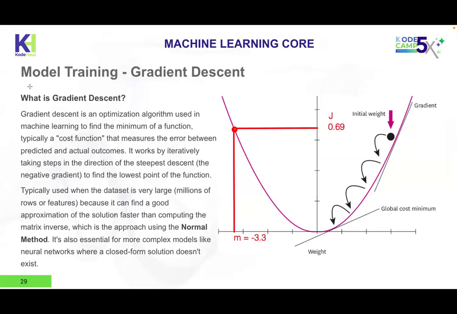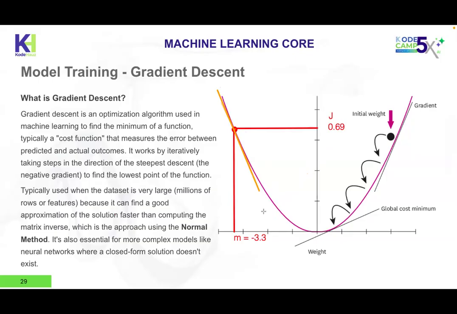So at this point here, I am here, and right now my cost function at this point is 0.69. So if you want to calculate the gradient of this cost function at this point, it will be something like this. In this case, the gradient is negative because it's going downwards. A positive gradient goes upwards, but a negative gradient goes downwards. So the gradient is negative.